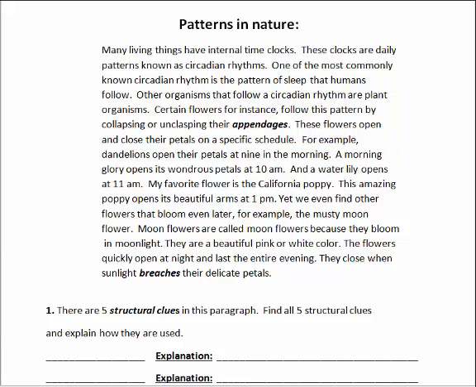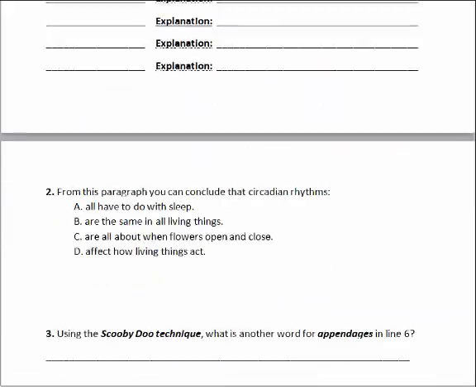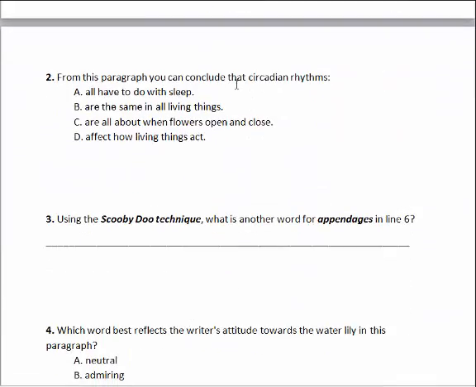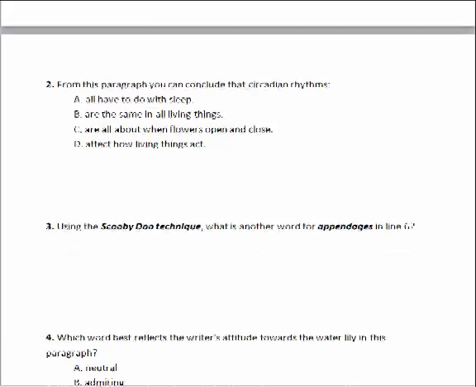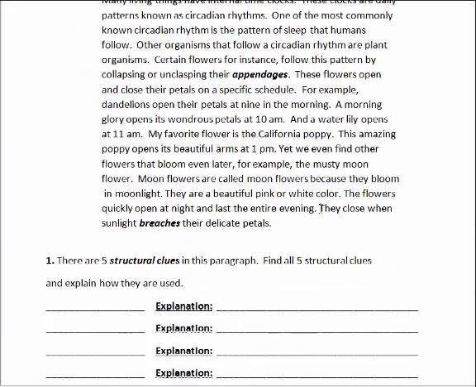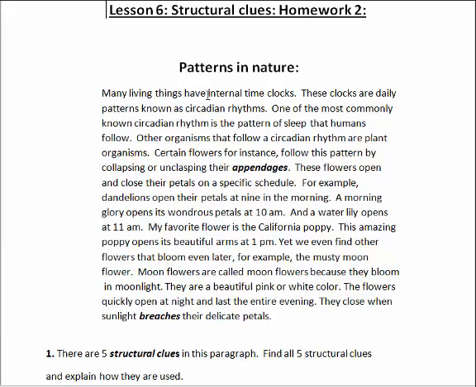Clear the screen, scroll on down. Question number 2. From this paragraph, you can conclude. What do we conclude? Look at the bottom down here. They close when the sunlight breaches their delicate petals. What are they talking about? They're talking about the moonflower. And the moonflower, why are they opening and closing their petals? Because there is an internal time clock.